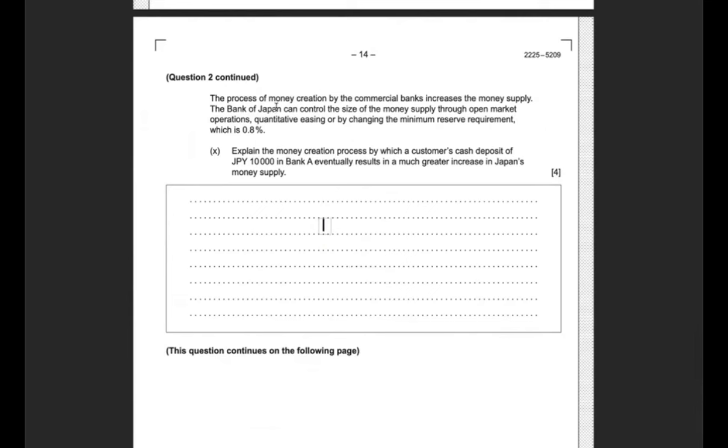The process of money creation by the commercial banks increases the money supply. Yes. The Bank of Japan can control the size of the money supply through the open market operations, quantitative easing, or by changing the minimum reserve requirement, which is 0.8. Explain how the money creation process by a customer's cash deposit of 10,000 Japanese yen in Bank A eventually results in a much greater increase in Japan's money supply.